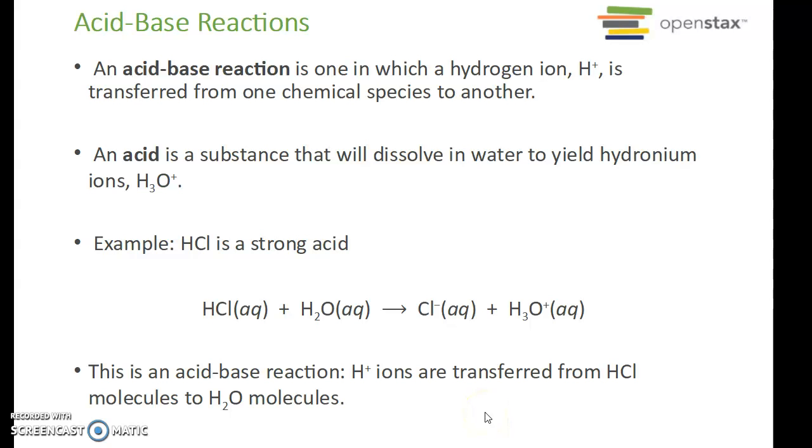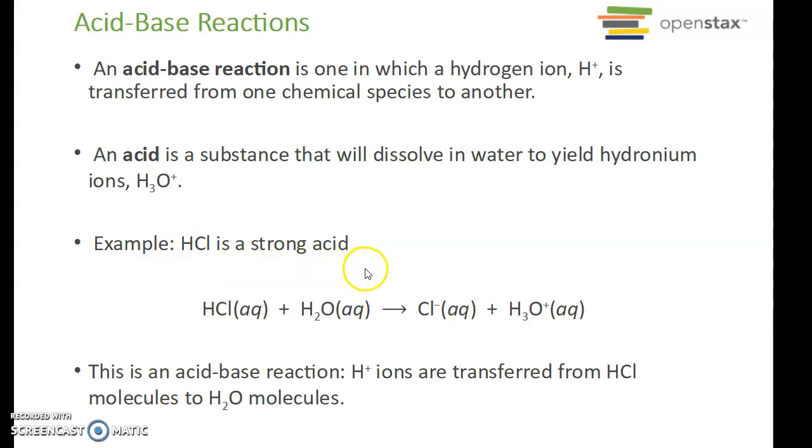We'll move right along to the acid-base reactions. An acid-base reaction is when a hydrogen ion is transferred from one chemical species to another. That's the usual definition, known as the Bronsted-Lowry definition. An acid is a substance that will dissolve in water to yield a hydronium ion, H3O+.